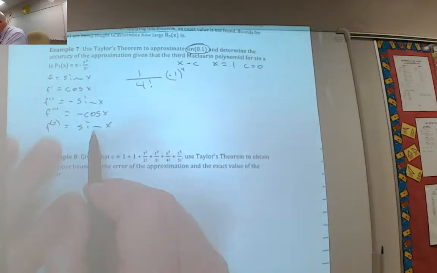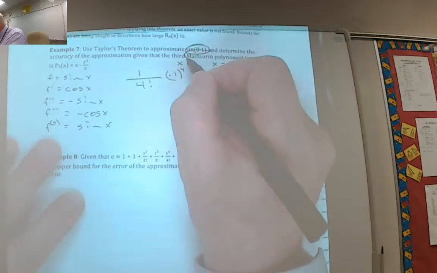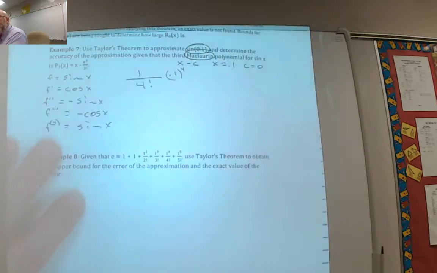Because it's a Maclaurin polynomial. If it was a Taylor polynomial centered elsewhere, c would be 3. But for Maclaurin, c is equal to 0. Is that true every single time? Yes. Every other time they'll tell you what c is, but when it's Maclaurin, it is automatically 0.